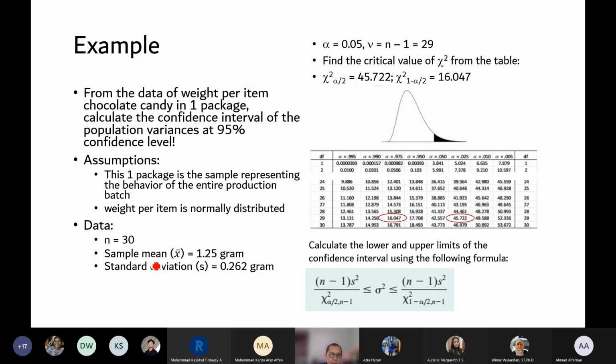So let's assume that we get N is 30. The sample mean is 1.25 gram. So this would be the weight of one piece of candy, not the entire bag. Just one candy. So 30 means we have 30 pieces of individual candies. And the standard deviation of the sample is 0.262 gram. All right. So we need to calculate the confidence interval of sigma using this formula.